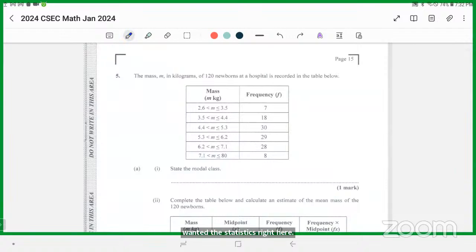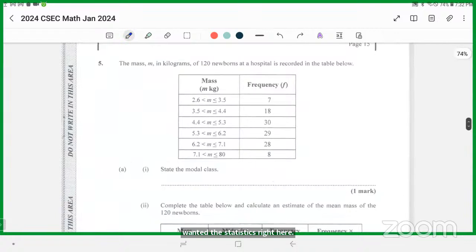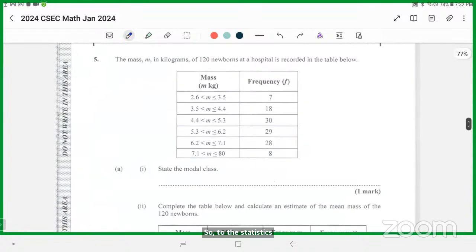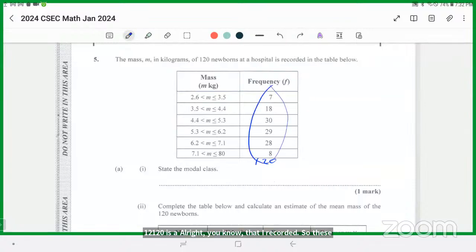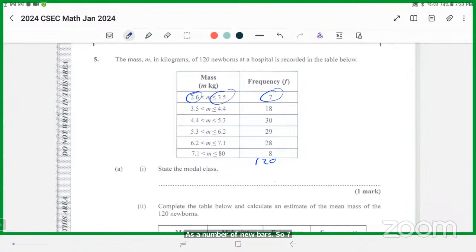All right. Question says, the mass M in kilograms of 120 newborns. So we know that this total down here is 120. All right. In a hospital are recorded. So these are the mass of the babies, the newborns. That's the number of newborns. So 7 newborns measure between 2.6 and less than or equal to 3.5. So these are your upper boundaries and these are your lower boundaries.